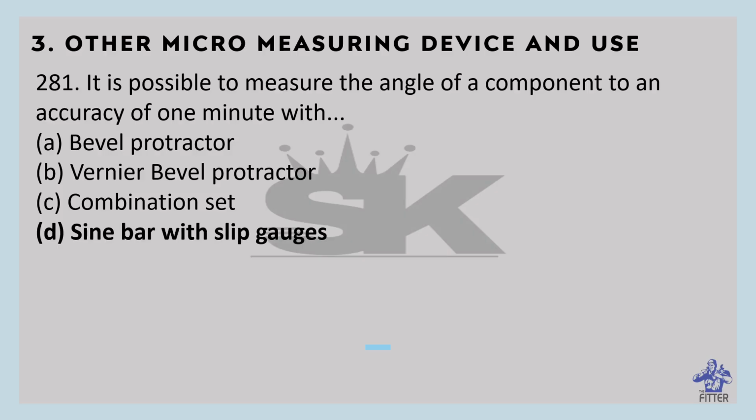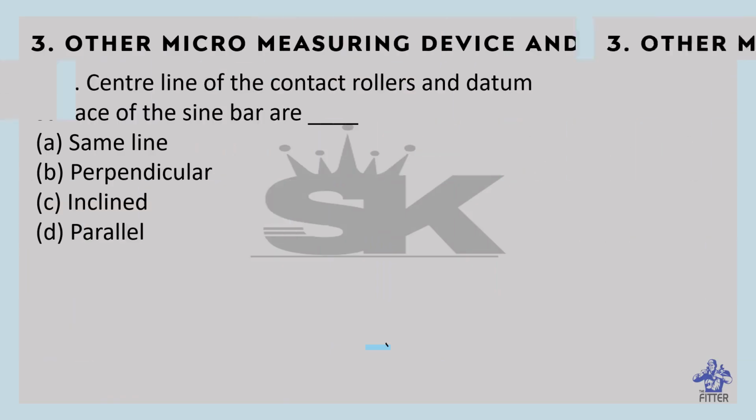Option D. A sine bar is used in conjunction with slip gauge blocks for precise angular measurement. It is possible to measure the angle of a component to an accuracy of 1 minute with a sine bar with slip gauges. The center line of the contact rollers and the datum surface of the sine bar are parallel.